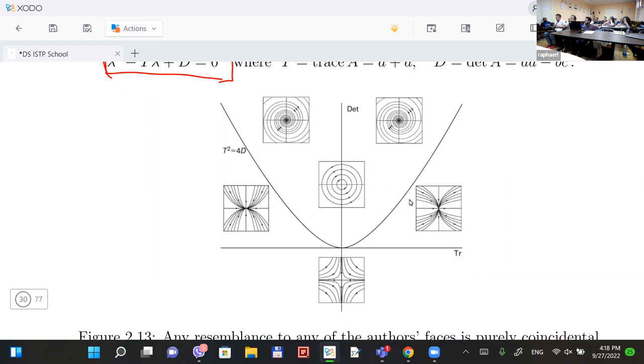So what we do, we calculate the trace, we calculate the determinant for your matrix, you put the point in the trace-determinant plane, and then you have your classification. That's very, very easy. So what is this line? The discriminant. This is the discriminant of the quadratic equation. Because the sign of the discriminant determines whether we are going to have complex or real roots. And if the discriminant is zero, so if you are on the parabola, then you have a double root of the quadratic equation.